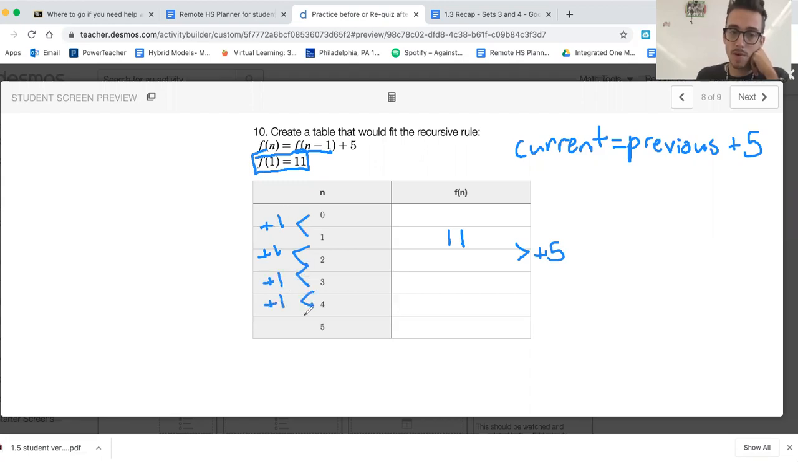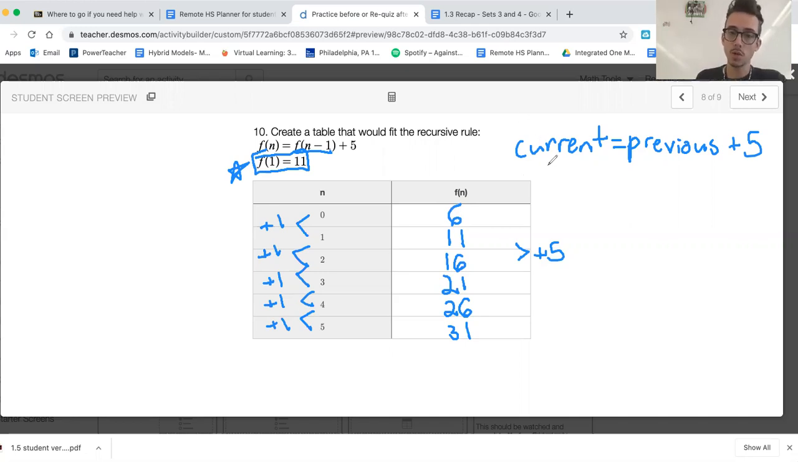So we'll just go our merry way. Just keep adding on 5. So 11 plus that 5 gets us 16, gets us further to 21, to 26, 31. Let's go backwards for the 0 term. Although they put in f of 1 as our starting term, f of 0 could have also worked too, but in that case, it would have to be 6.